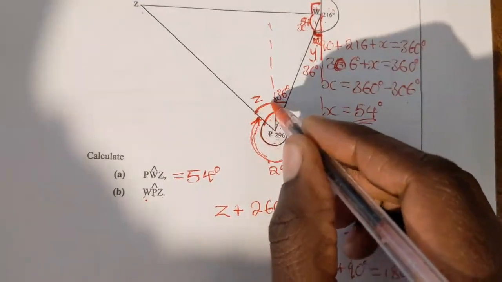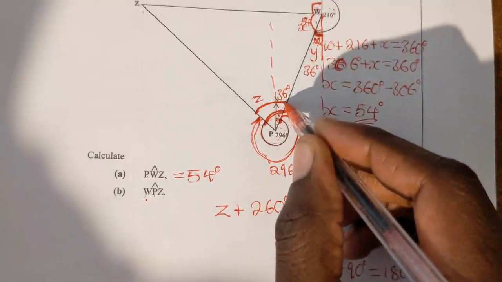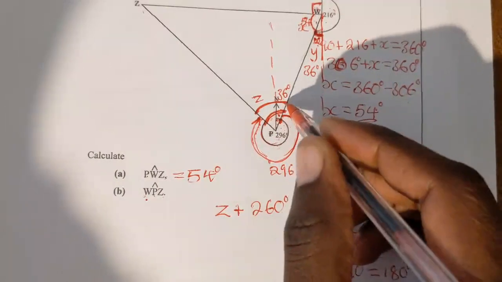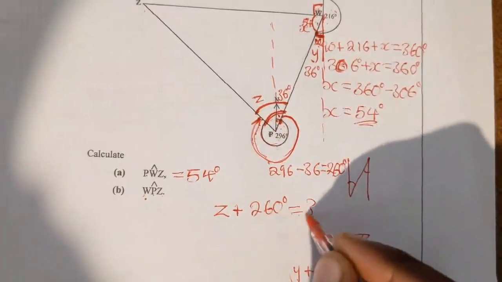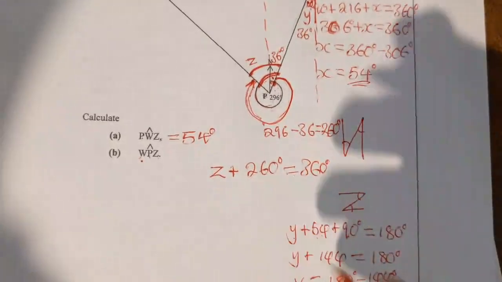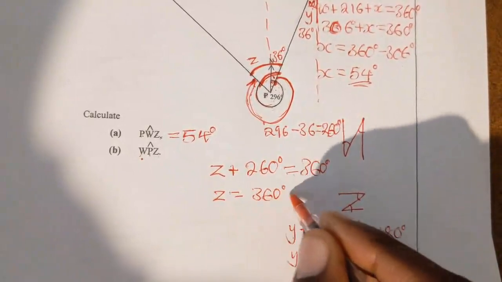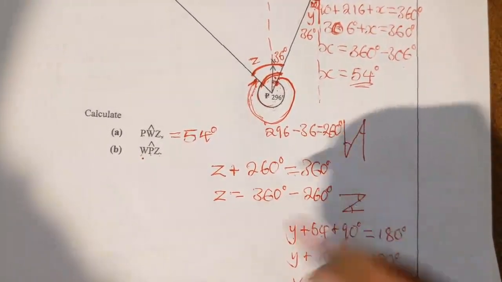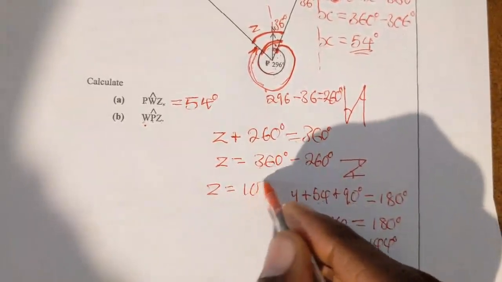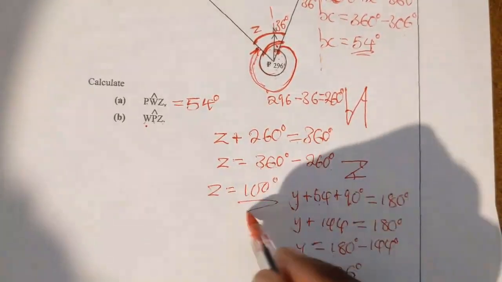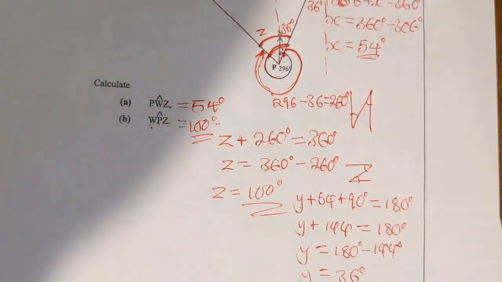Then what we are looking for is from here to here, which is what I did here. And the complete one is equal to what? 360. I'm sure you're understanding the concept here. So we say z is equal to 360 degrees minus 260 degrees, which is going to give you 100 degrees. So here we have 100 degrees. You're done with the answer. So this is the answer there.